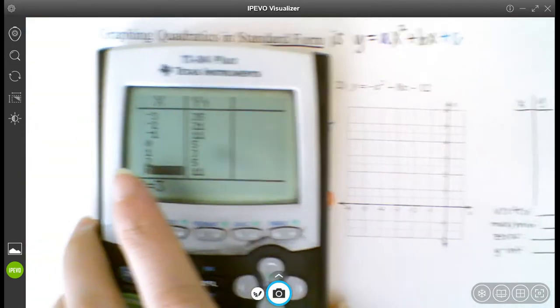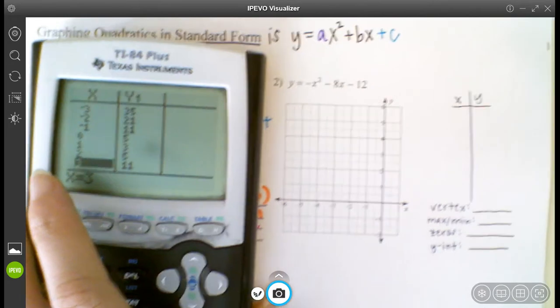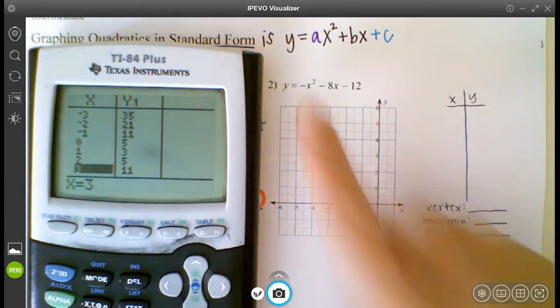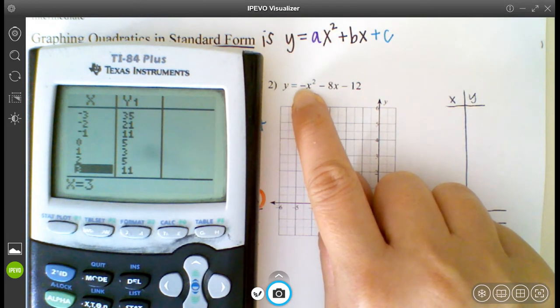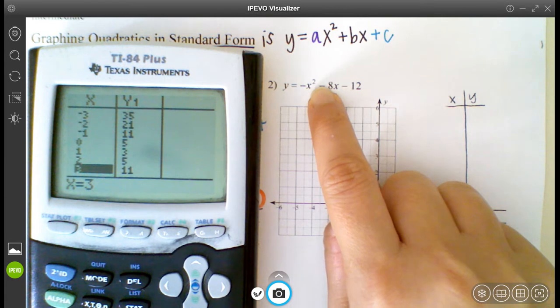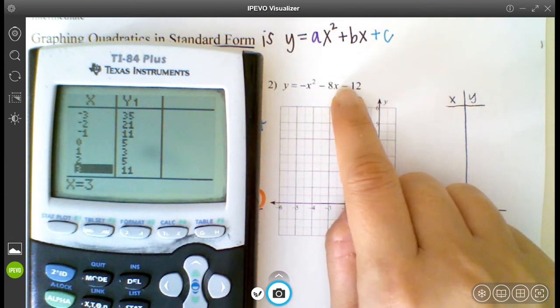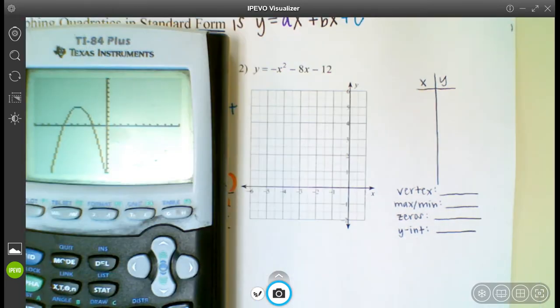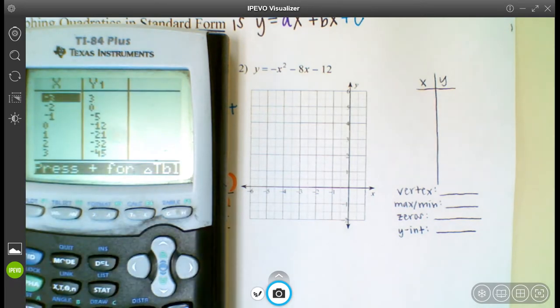All right, so let's try an example number 2. And it looks something like this. So first things first, from standard form, we're going to type it into the calculator. Be careful because this is a negative x squared. And then we are subtracting 8x, subtract 12. So be careful. We notice our U is upside down. It's sad.